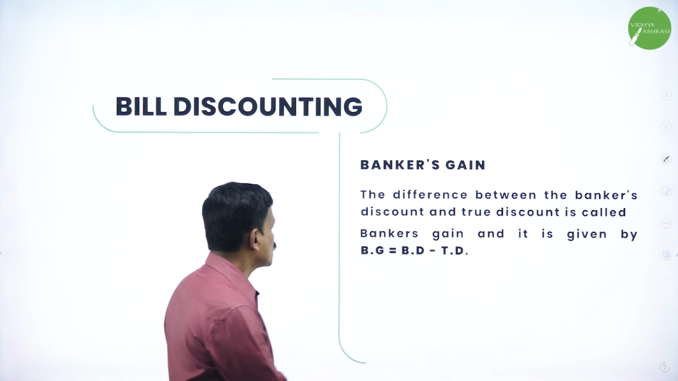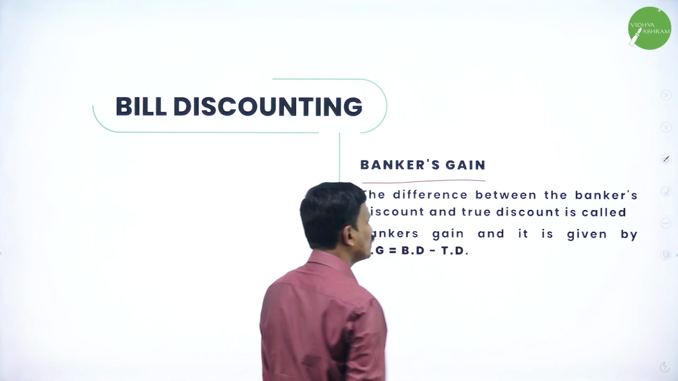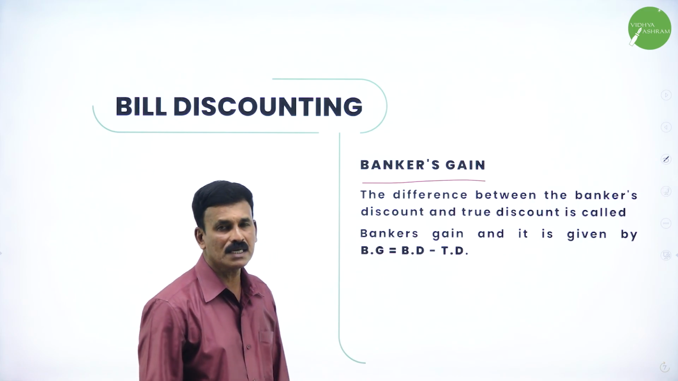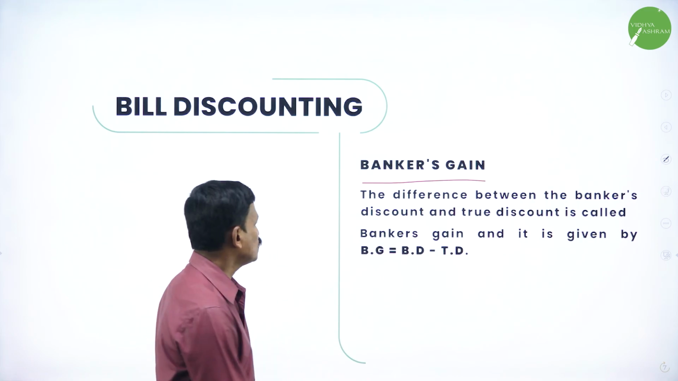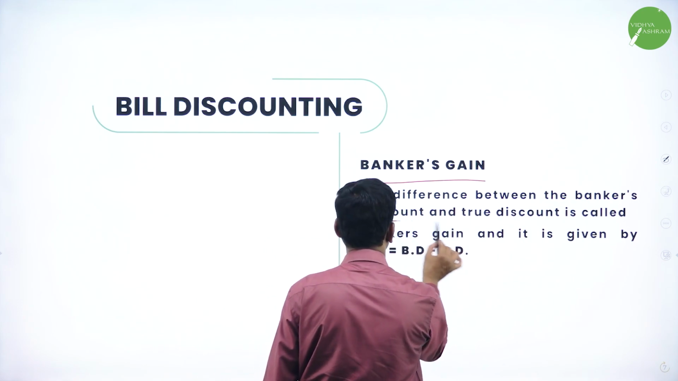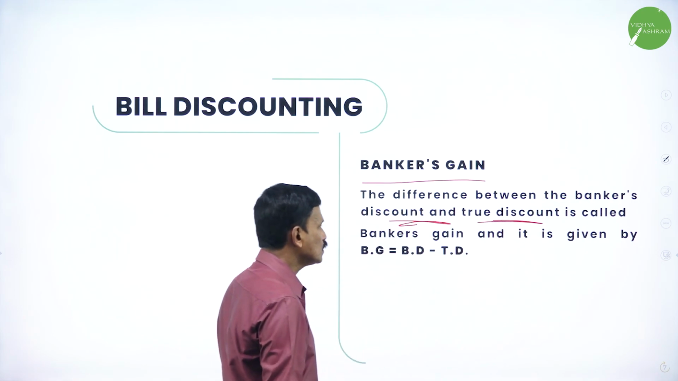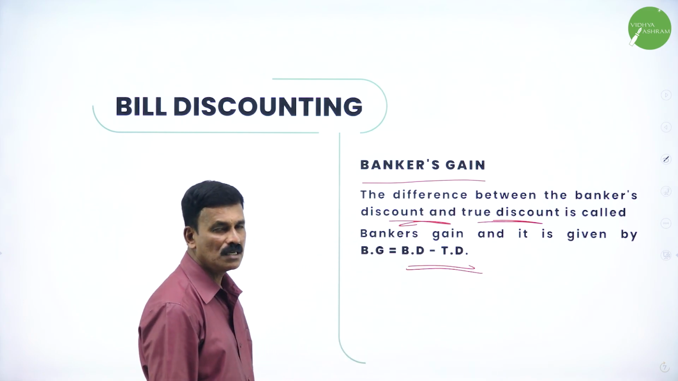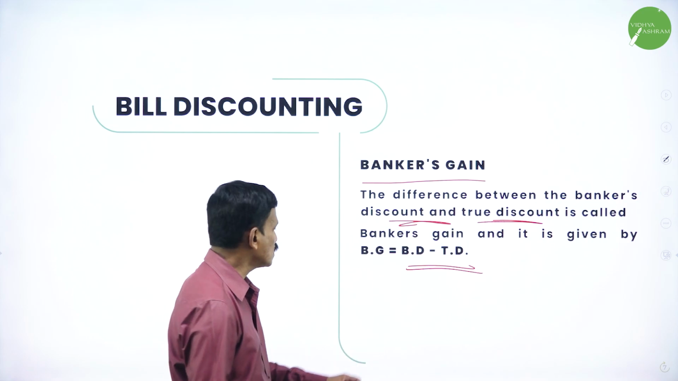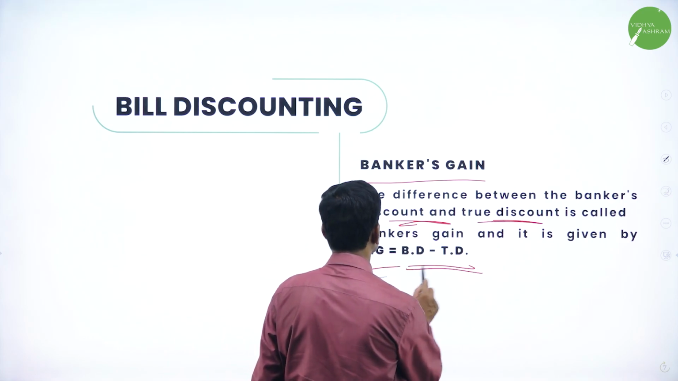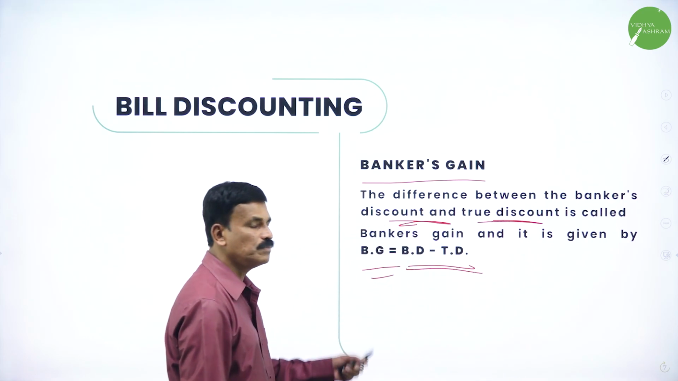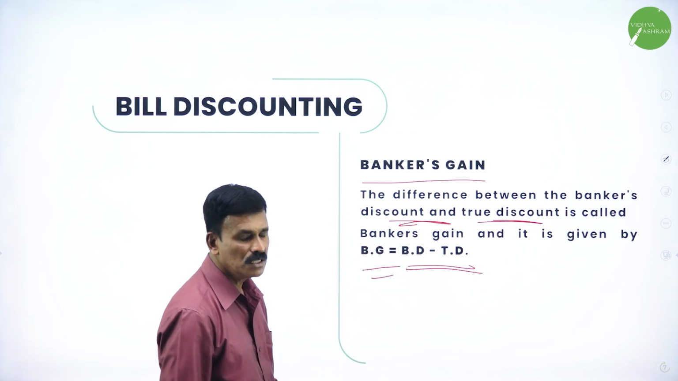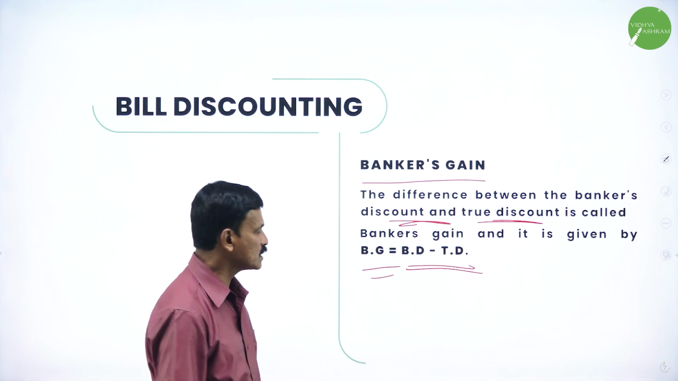Now banker's gain. What is banker's gain? The difference between the banker's discount and the true discount is called the banker's gain. What is the banker's gain? The difference between the banker's discount and the true discount, BD minus TD, the difference between BD and TD is called the banker's gain. Banker's gain is given by BG is equal to the difference between the banker's discount and the true discount.